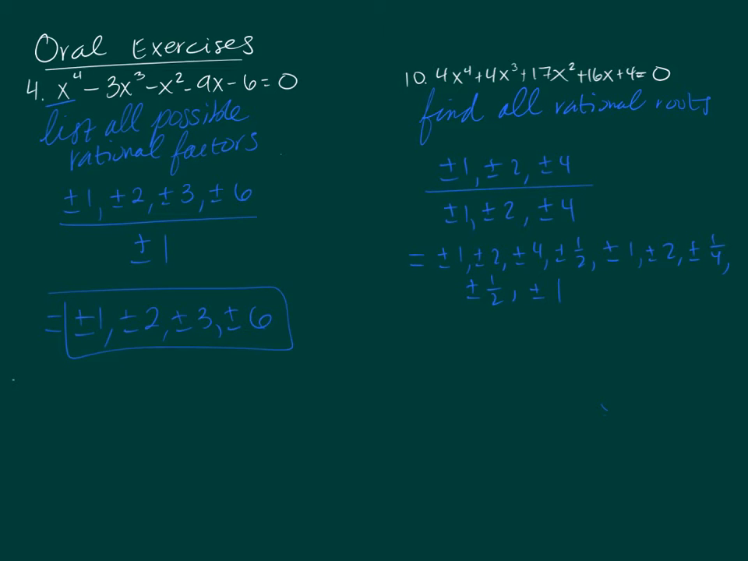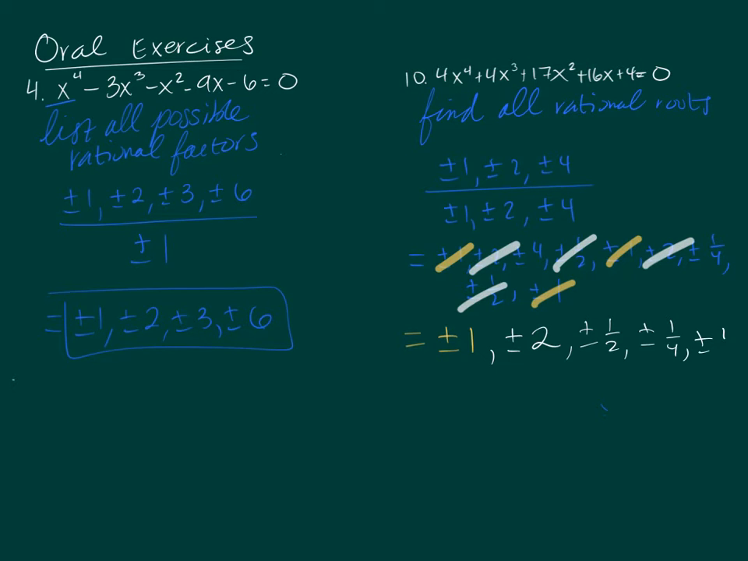We see 1 three times, so we're just going to copy that once. Okay, so 1, 1, and 1. So one of my possibles is going to be plus or minus 1. And then we see 2 twice, so 2 and 2. So we got plus or minus 2. And then we see 1/2 twice, so we're going to copy that down once. And we see 1/4 once, and then we see 4 once. So those are all my possibles once we've compiled all of them together.